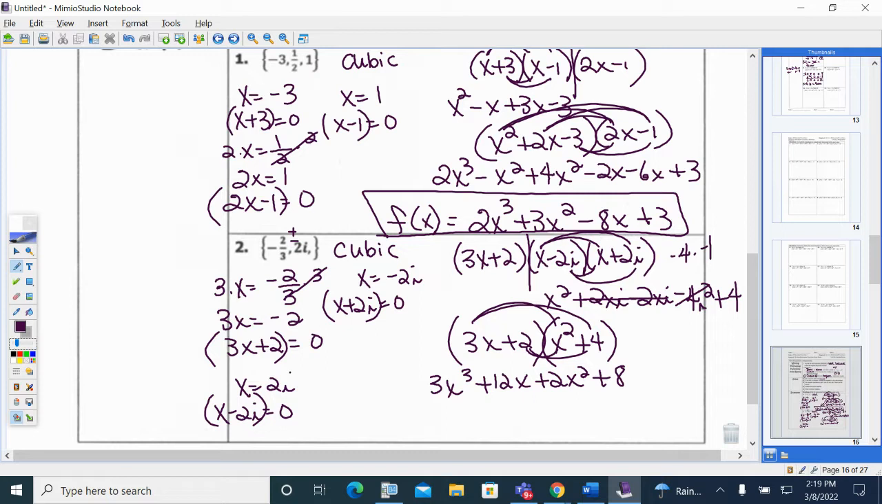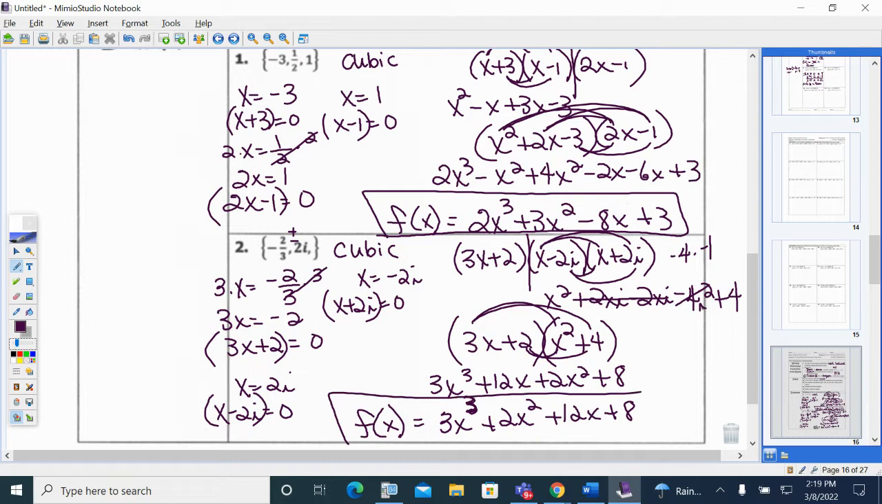Now, that's not in standard form. Please make sure that these are always in standard form. So 3x cubed, then the squared term, then the linear term, and then the constant. Please do not forget your f of x out front. And there's that answer.